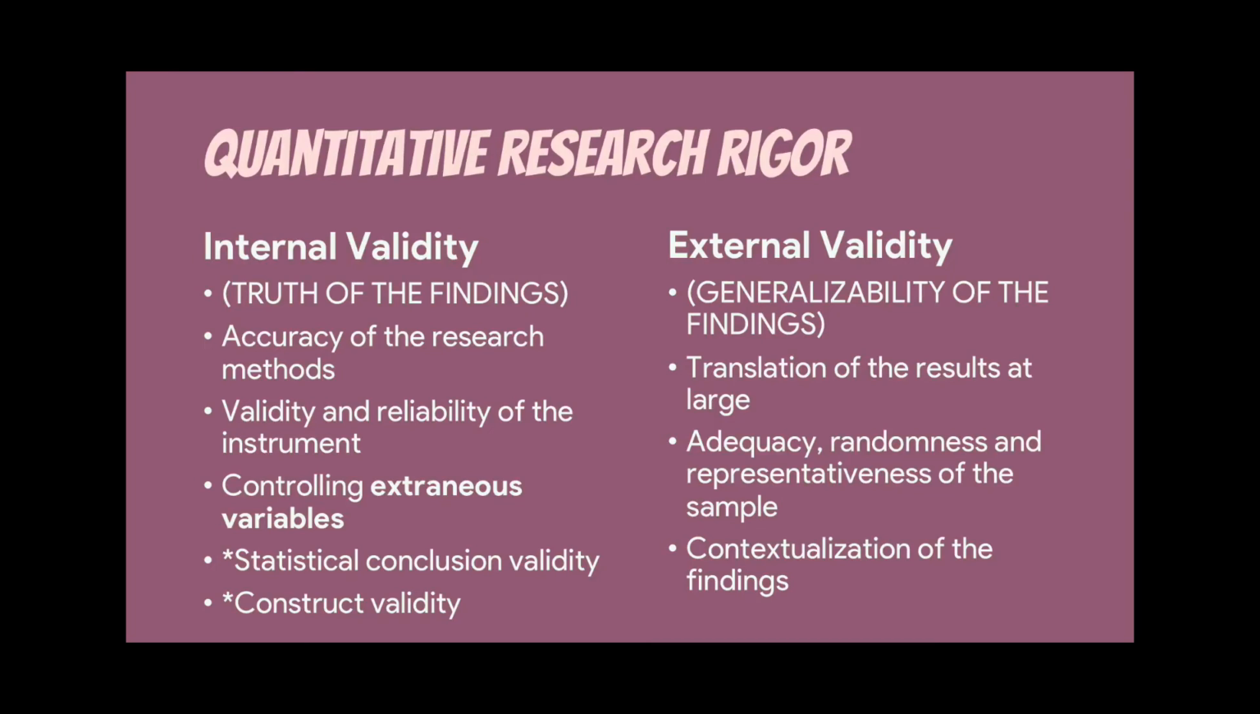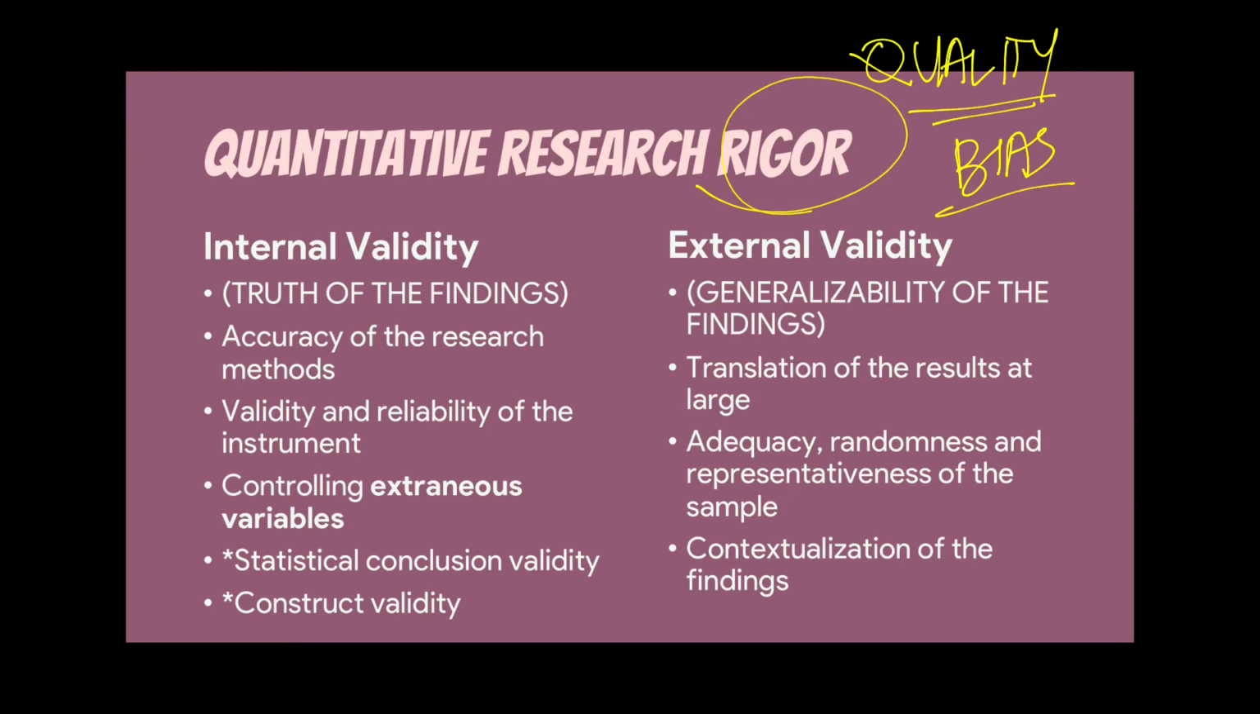Now, let's talk about quantitative research rigor. When we say rigor, this means the quality of the research. How valid are the findings? How good is the design? Have we eliminated bias? Now, there are 2 types of validity that we look at when we talk about quantitative research. The first one is internal validity and the second one is external validity.